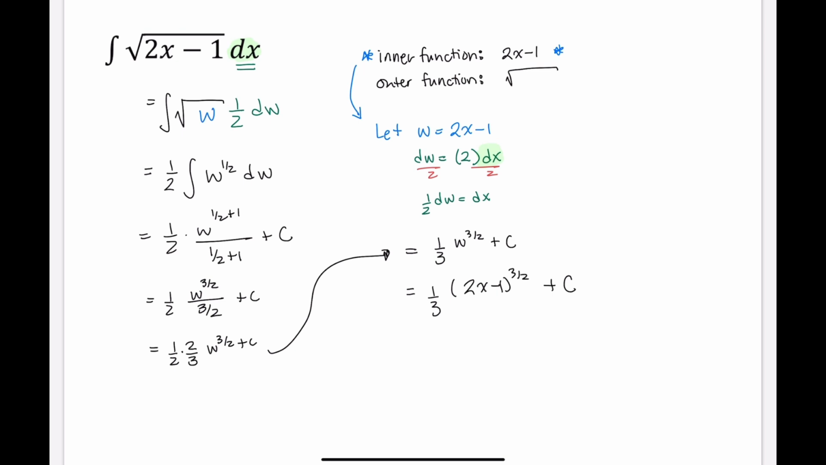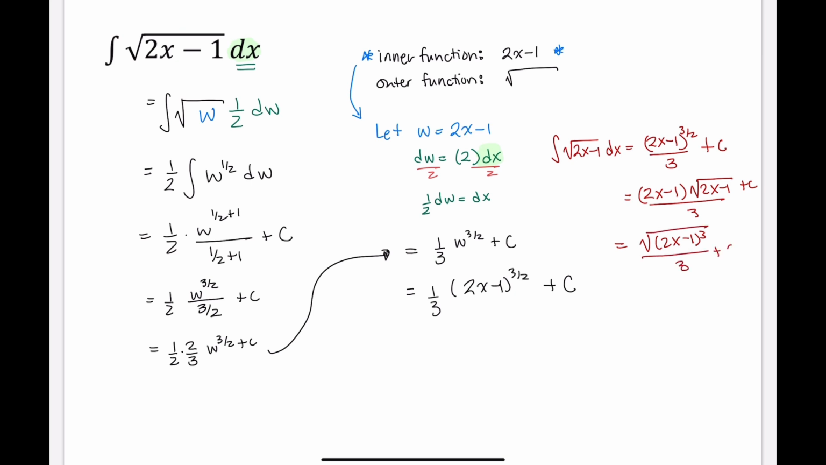All right, so what did we show? We showed that the integral of the square root of 2x minus 1 dx is equal to 2x minus 1 to the 3/2 power divided by 3 plus a constant. And there are many ways to rewrite this algebraically. 2x minus 1 times the square root of 2x minus 1, plus c, over 3, or square root of 2x minus 1 cubed over 3 plus c. These are all equivalent.